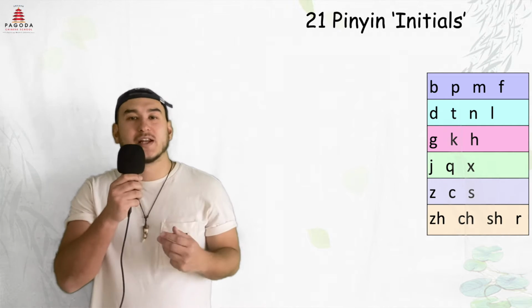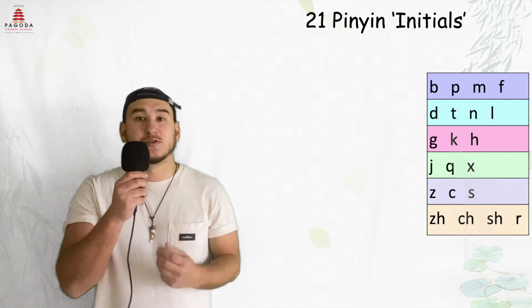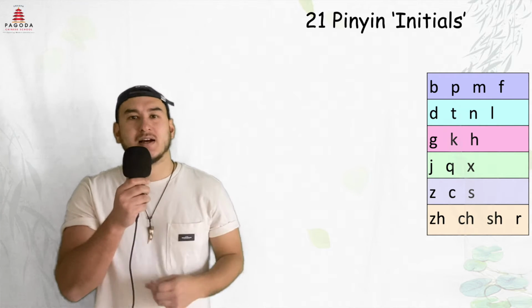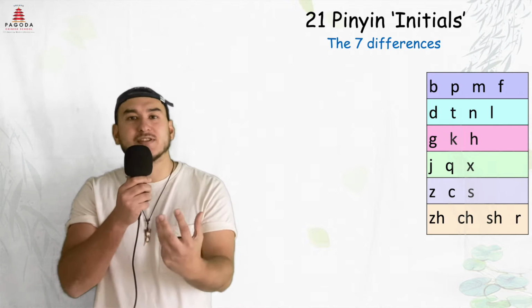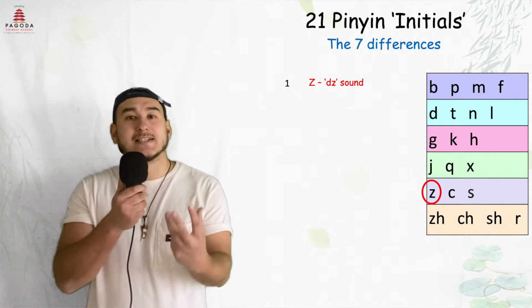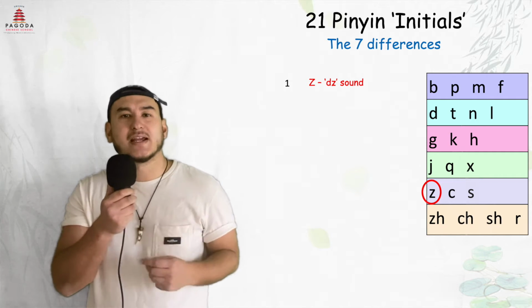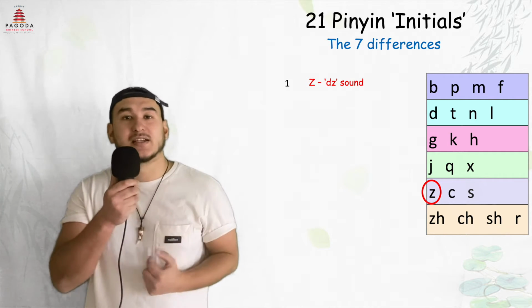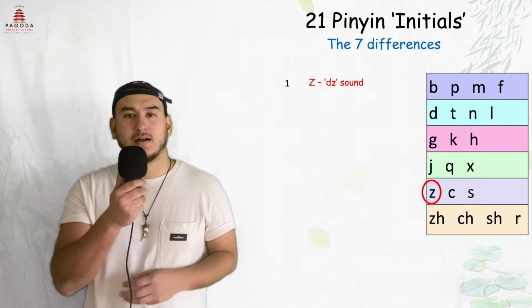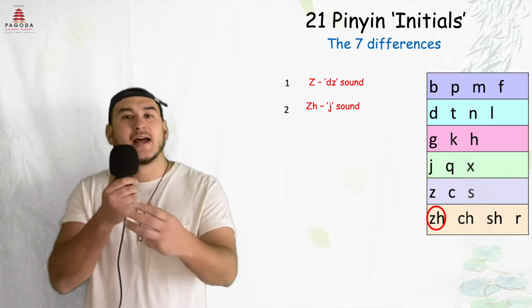Most of these 21 initials sound very similar to how they would sound in English. However, there are some fundamental differences. Let's explore the 7 main differences. Number 1, the letter Z. So this is actually pronounced Z. So imagine you're saying the 2 letters D and Z together with a subtle buzz behind the front teeth. Z.